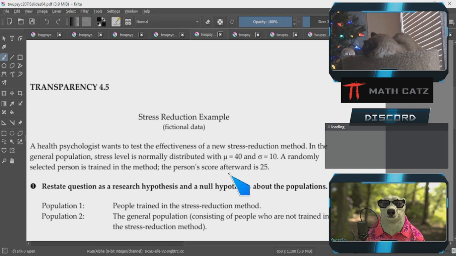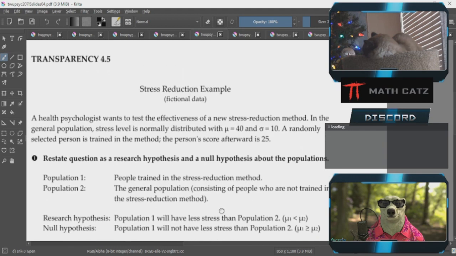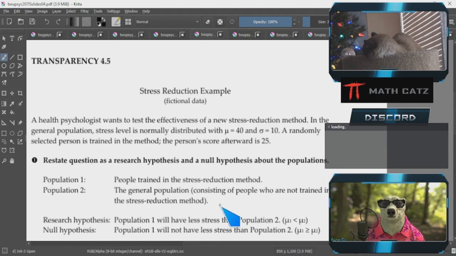We want to know, essentially, is the evidence suggesting that perhaps this training reduces your stress score, or stress level rather. Okay, so we have two groups of people: trained in the stress reduction method and everyone else. We want to know, is it actually better? Is the stress reduction effective? Did the stress level go down? So the research hypothesis I view as sort of what I would like to have happen. I would like the conclusion to be that the average stress is actually less. And the null hypothesis is the opposite.